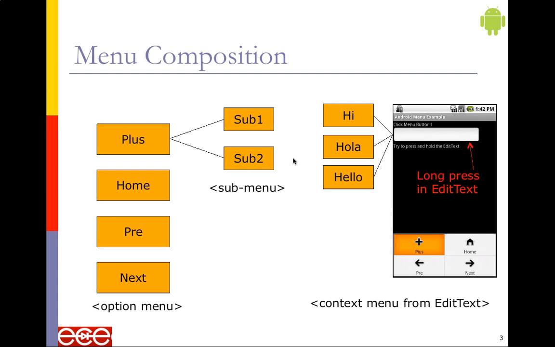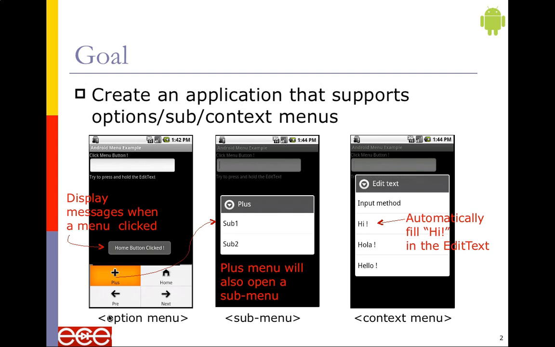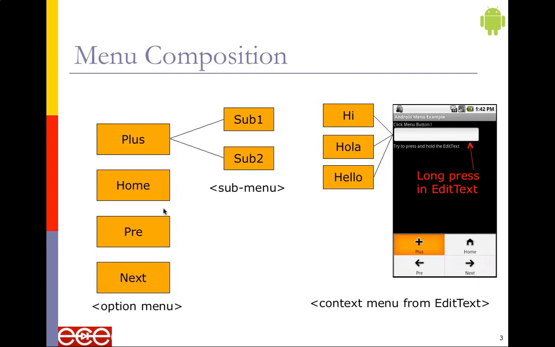And here's our menu composition, where we have the options menu here as an example, and we can have sub-menus that come off of this, as an example, this plus menu. And this is this stuff here, plus, previous, next, home, in terms of the layout of this options menu down here. So it can open up sub-menus, and these are the options menu that open up sub-menus that are going to essentially show different information.